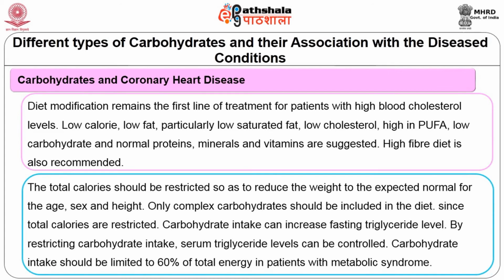The total calories should be restricted so as to reduce the weight to the expected normal weight for age, sex and height. Only complex carbohydrates should be included in the diet since total calories are restricted. Carbohydrate intake can increase fasting triglyceride level. By restricting carbohydrate intake, serum triglyceride level can be controlled. Carbohydrate intake should be limited to 60% of total energy in patients with metabolic syndrome.